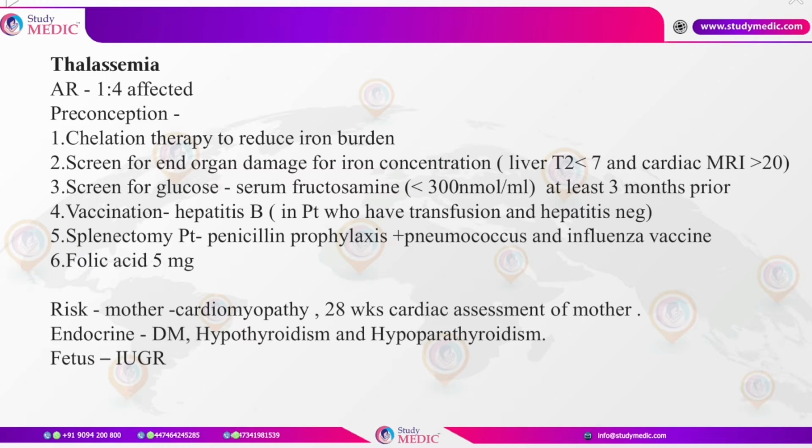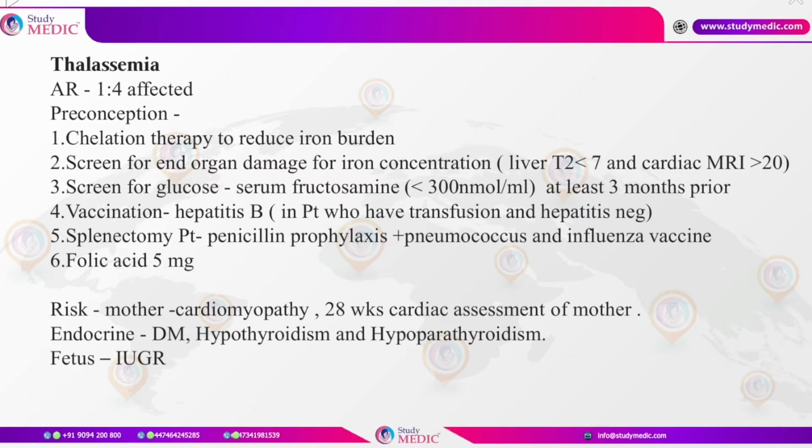Splenectomy for a patient, and penicillin prophylaxis is recommended. Pneumococcal and influenza vaccine will be required, and a high dose of folic acid, that is 5 milligram, is required. In the MRCOG Part 2 compilation syllabus, you should understand in what medical condition you will be considering folic acid of 5 milligram. Please note the conditions and mention them in the chat box. That will help other students.